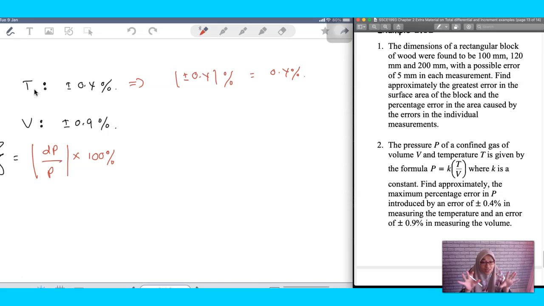So how can you make it synchronized between the t and the 0.4%? You have to rewrite the t into a percentage form as well. Because you put the absolute sign, now your t is the maximum percentage error of t. So how can you rewrite the t into a maximum percentage error of t? You have to put dt over t, and because you deal with the maximum, put the absolute sign, multiplied by 100%. Then you can equate that to 0.4%.